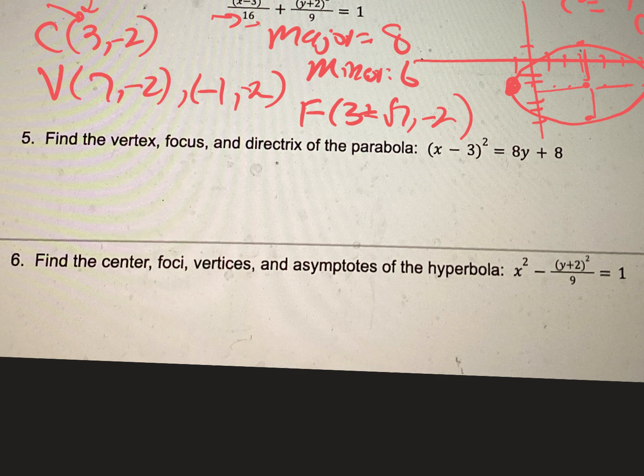Number 5, find all the stuff on this one. You got to do a little bit of work here because it's a parabola. And the reason I know it's a parabola, well, 2 reasons. 1, they told me, and 2, because there's only 1 square.